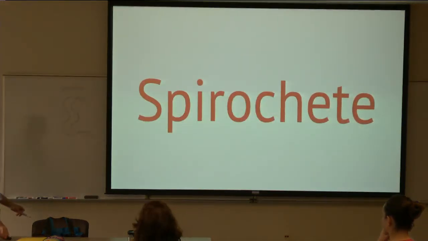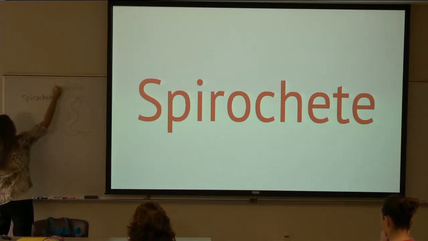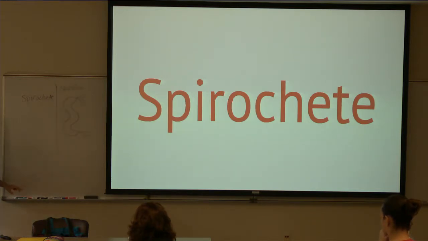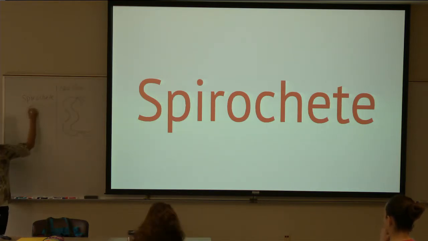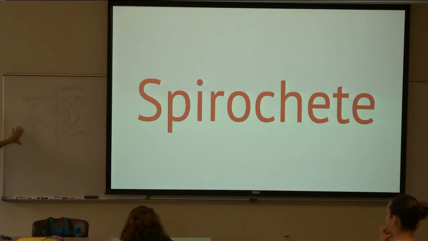Spirochetes is next. Spirochetes are also spiral in appearance. They tend to be a little bit more springy looking, and a little bit thinner. So there's one. It's a little thinner, a little more spring-like, and they have something unique.